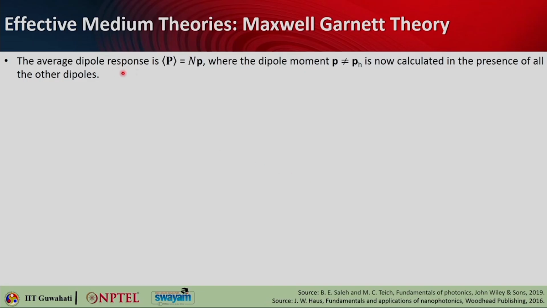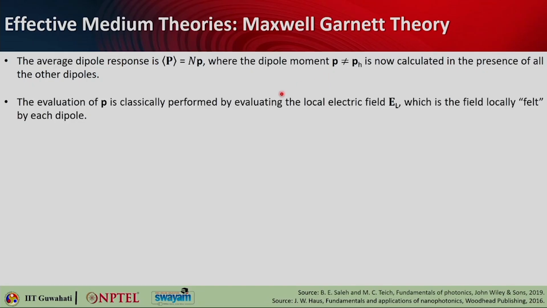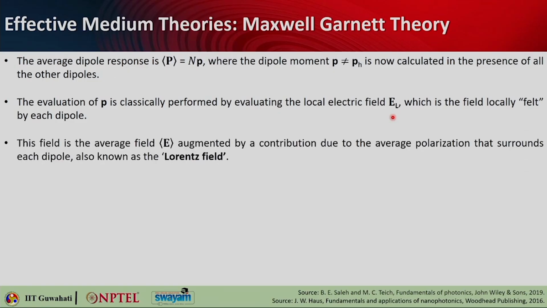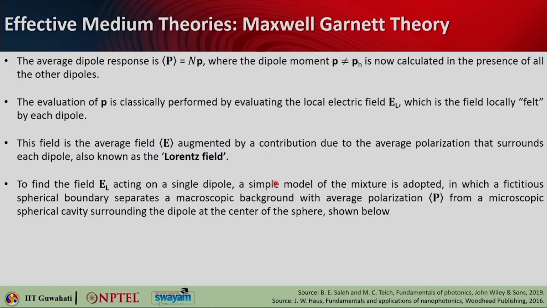If you look at the point dipoles, the average polarization is basically N times small p. Remember that this small p is not the same as the isolated sphere's polarization or dipole moment. Here, small p is the dipole moment calculated in the presence of all other dipoles in that system. The evaluation of small p is classically performed by evaluating the local electric field, denoted by E_L, which is the field experienced by each point dipole in the presence of all other dipoles. This local field is the average field augmented by a contribution due to the average polarization that surrounds each dipole, and this is also known as the Lorentz field.